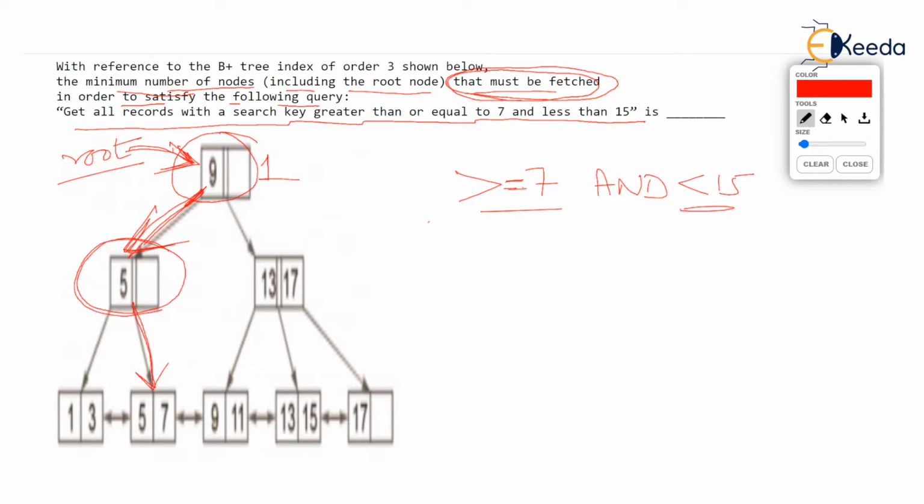Now on reaching the leaf which I am encircling, this is a leaf node, we find 7. 7 is found, isn't it? So we are fetching the third node now and we get 7. But the question is, we were not interested only in 7.